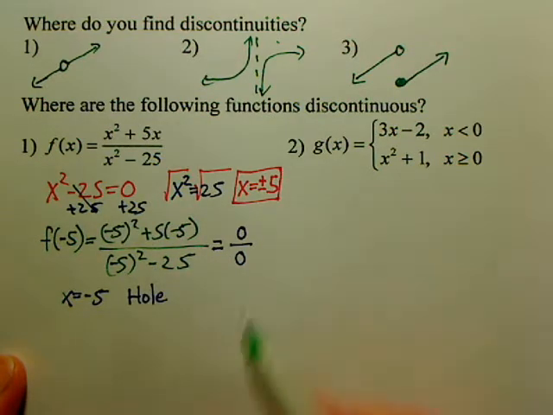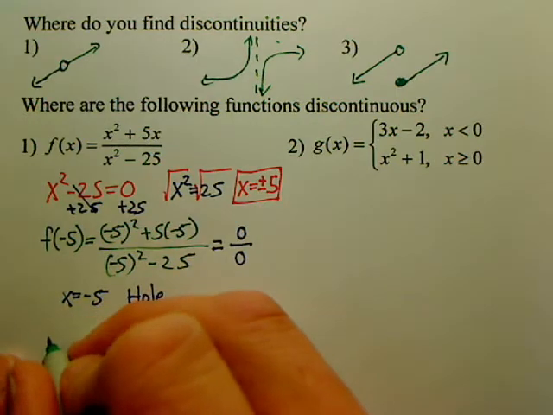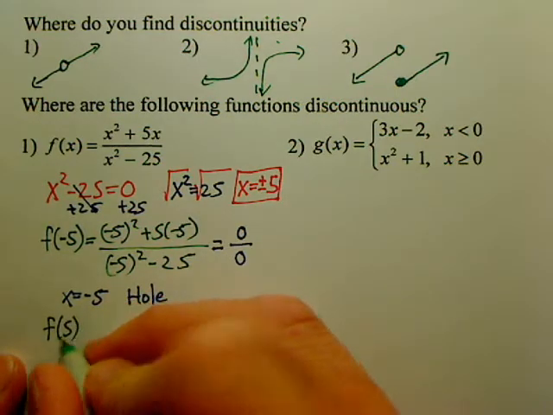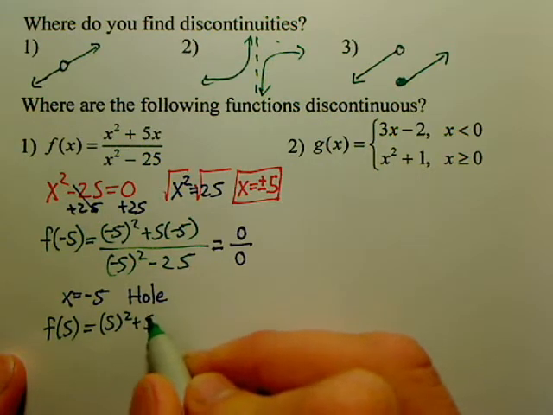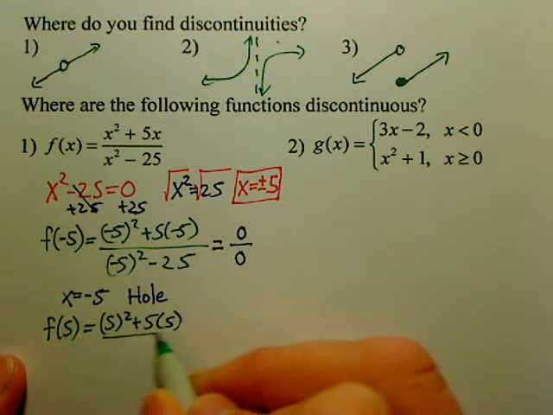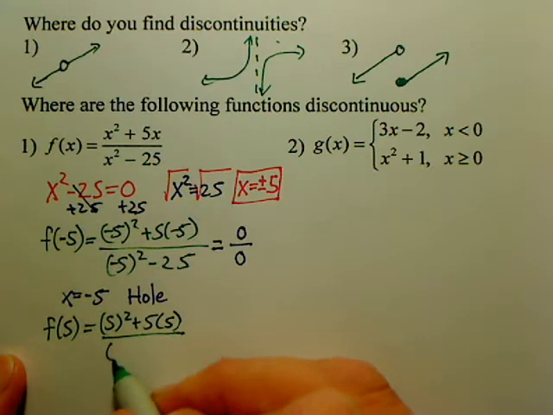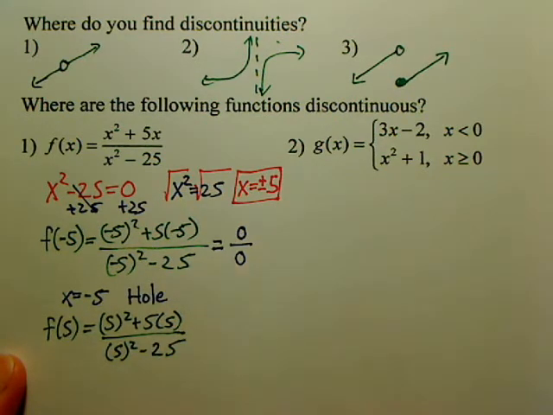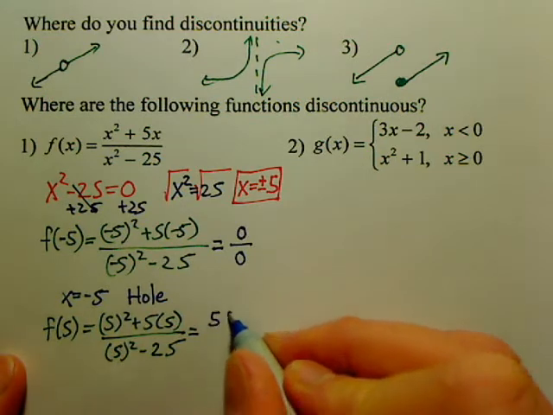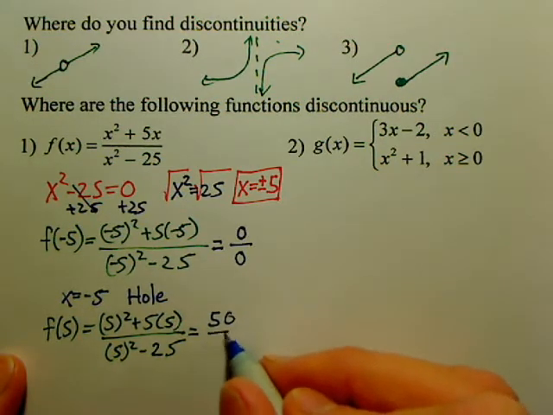Okay, now let's plug in 5. We do the same thing, but we're going to plug in 5 this time. All right, so 5 squared plus 5 times 5 over 5 squared minus 25. And let's see, what do we get here? That would be 25 plus 25, which would be 50. And 25 minus 25, which is 0.